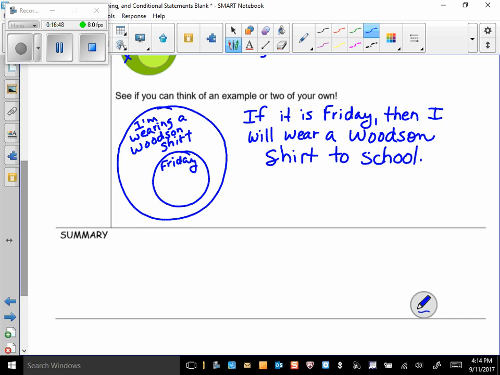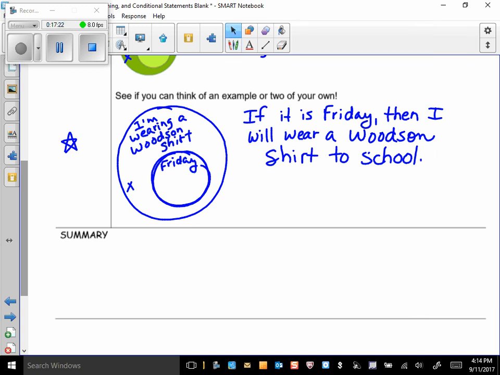And finally, the one I made up, I decided to write, if it is Friday, then I will wear a Woodson shirt to school. So as long as it's Friday, every Friday, I'm going to wear a Woodson shirt to school. But if I'm out here, what is that saying? It's saying, well, it could be Wednesday, and I could also wear a Woodson shirt on Wednesday. This doesn't say I wear a Woodson shirt only on Friday. So this is an interesting one, and I look forward to seeing the ones that you made up, because we're going to talk about those and see if the converse is true, the inverse, and the contrapositive. So be sure to complete that, make your flashcards, and we'll see you next time.